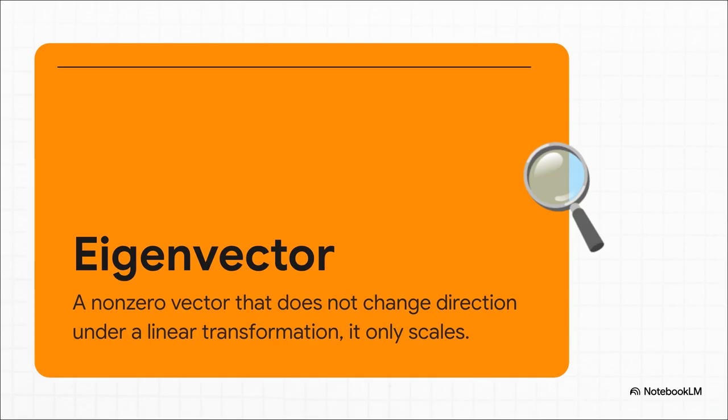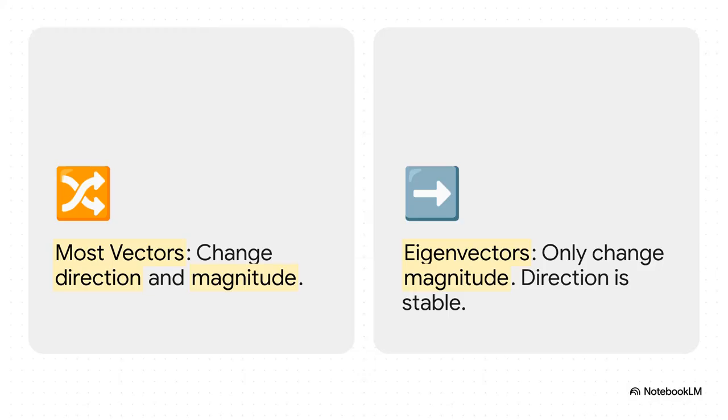It's a vector that shows you a fundamental, characteristic direction of the system itself. When you apply the transformation, it doesn't get rotated off its axis. It just scales. Okay, so let's put it side by side. This is the whole ball game right here.